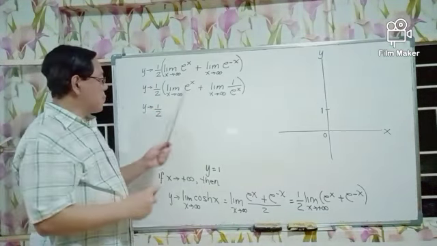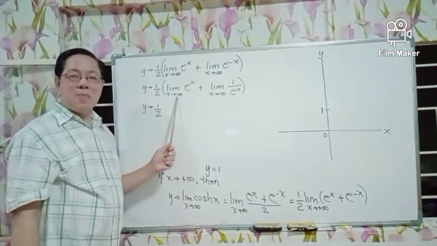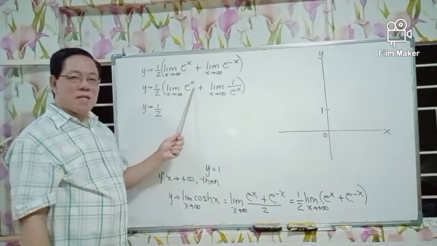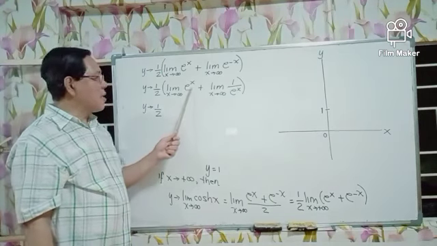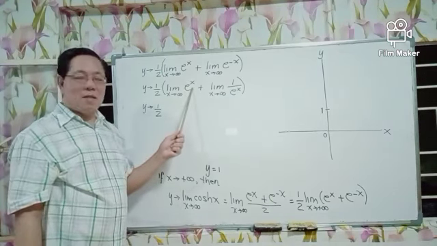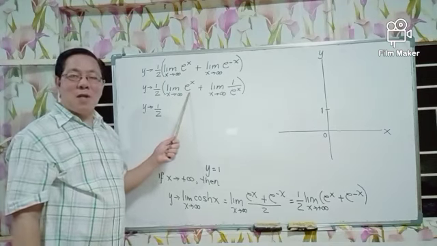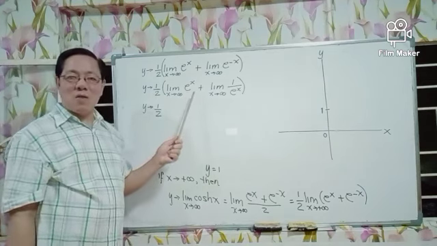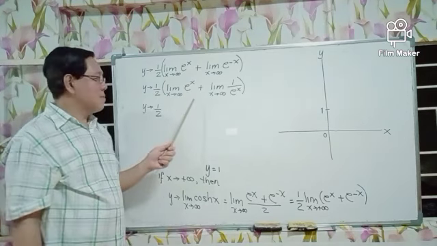Now, the limit of e to the x as x approaches infinity is equal to infinity, because as x increases, the value of e to the x increases. That is, as x becomes larger and larger, the value of e to the x also becomes larger and larger.